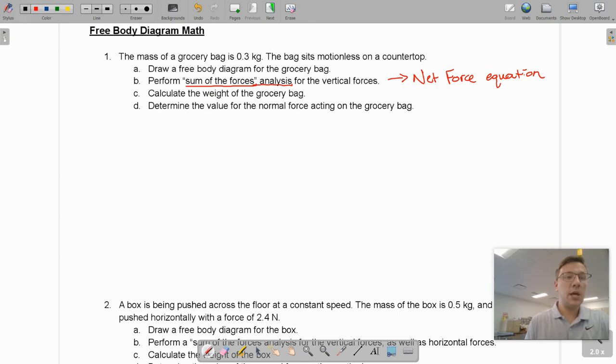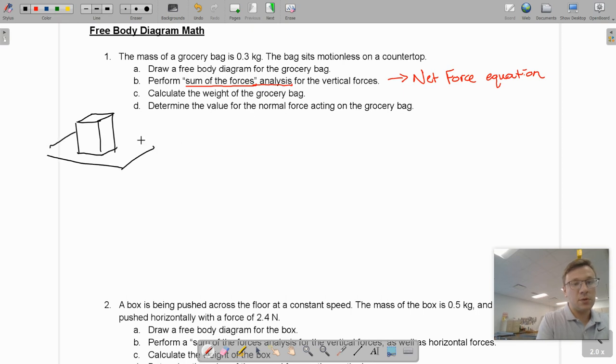So let's go ahead and draw a quick picture. Here's a grocery bag. It's got some groceries in it, whatever. It's sitting on a table. Look at that. Weren't expecting to go to art class today, were you? So we've got our grocery bag here. Actually, that leg is way too long, and it's got some stuff in it sitting on the table.